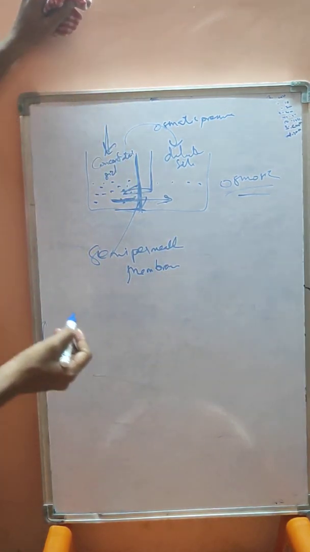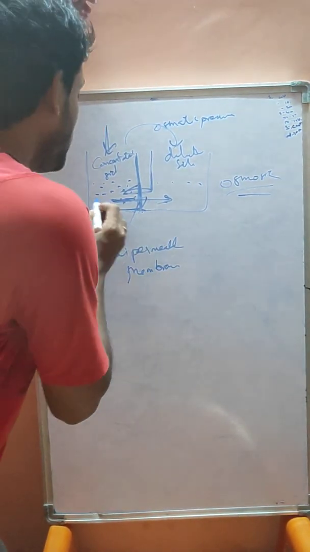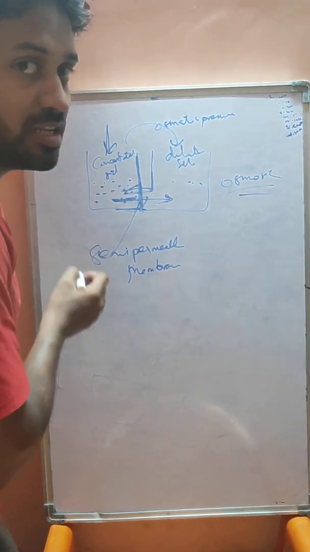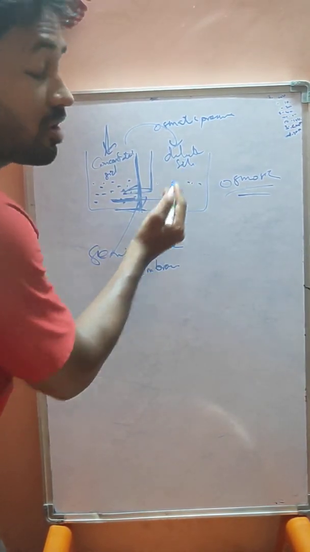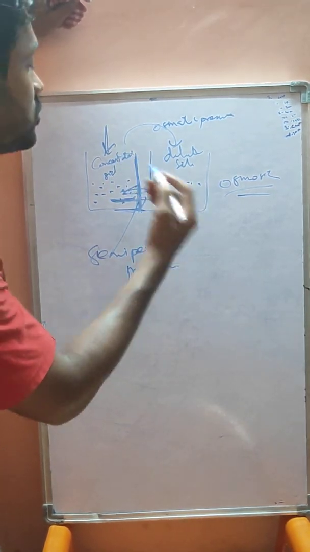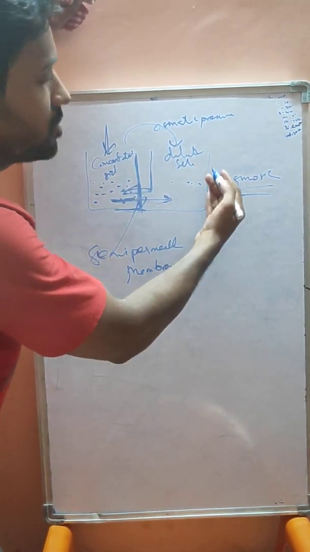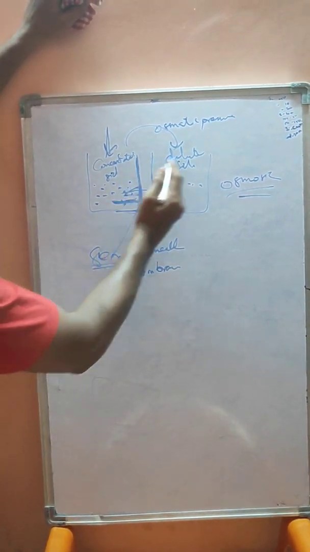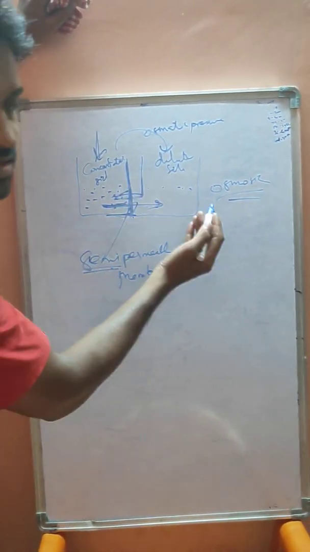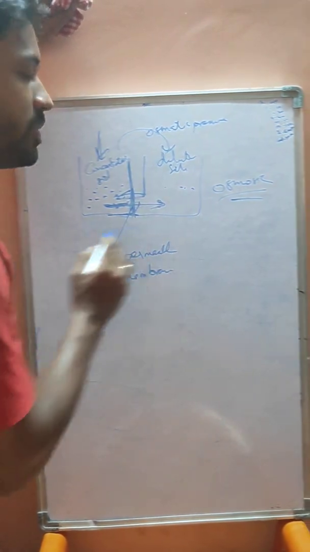Semi-permeable membrane. Why is it called semi-permeable? Because it is not allowing the total concentrated liquid to the other side. It is only allowing part of the concentrated liquid to the other side, not the solid particles or liquid particles. So that's why it is called semi-permeable. Only half the portion it is allowing, not the total. So that's why it is called a semi-permeable membrane.